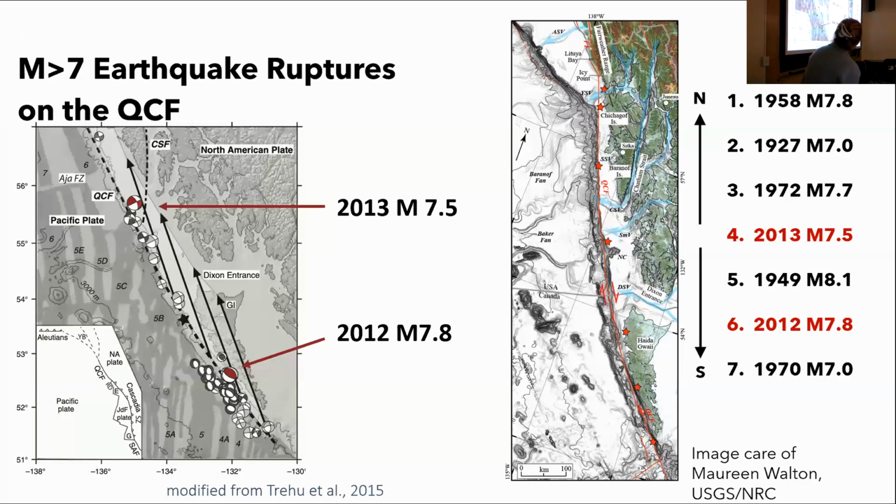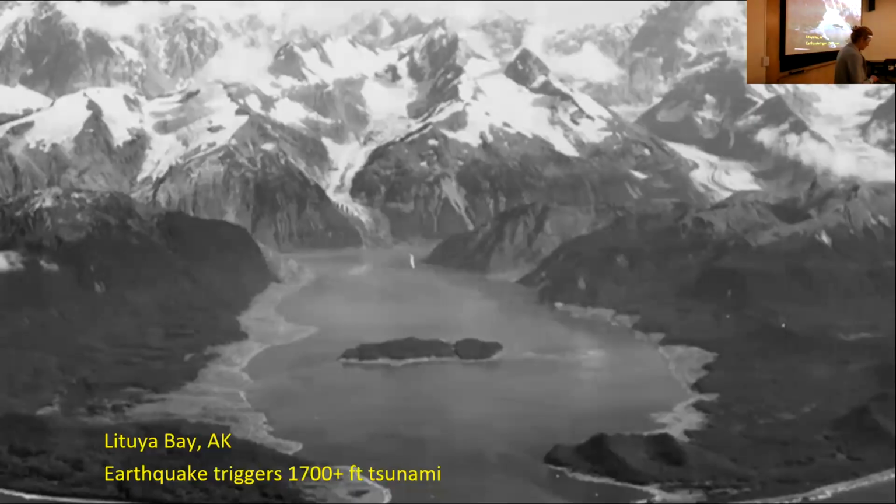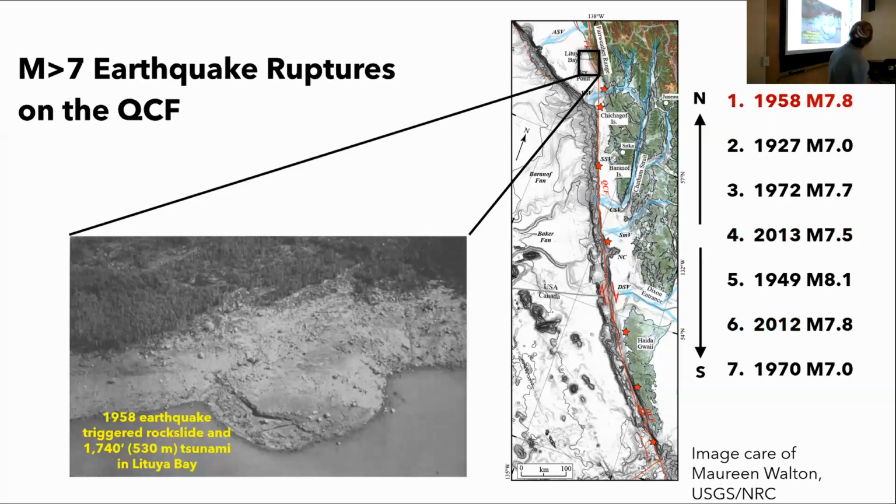Okay, and so I'm back at this earthquake figure. Sorry, I need to be careful about that. There we go. I'm back at this earthquake figure, and you can see that this older 1958 earthquake was a magnitude 7.8. There's a series of other magnitude 7s along here.